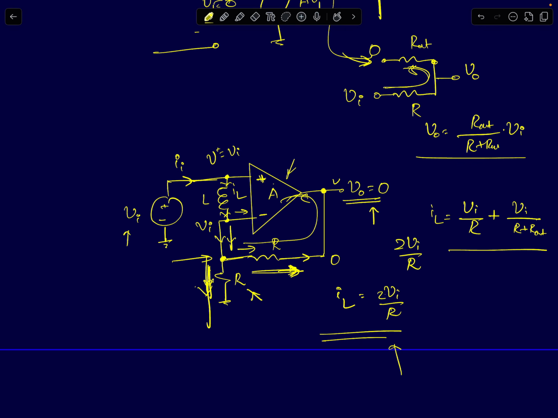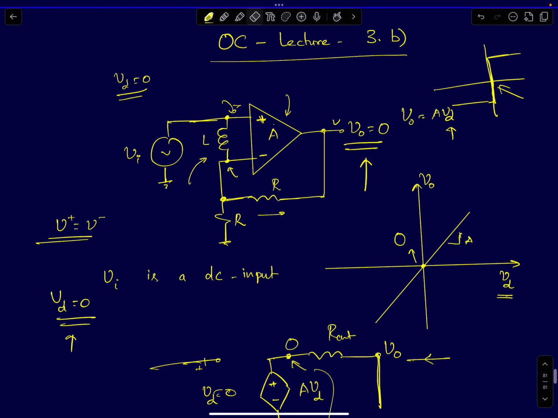Now the question I'll pose here, since we just analyzed this problem: if I just added an inductor and assume that the op-amp has a finite gain, then what will be the output voltage and the current drawn from the input voltage source? So the output voltage will be at 0 volts, and the current drawn at the input, assuming this node voltage will go to Vi, will be 2 Vi by R. That's the same as the current flowing through the inductor.